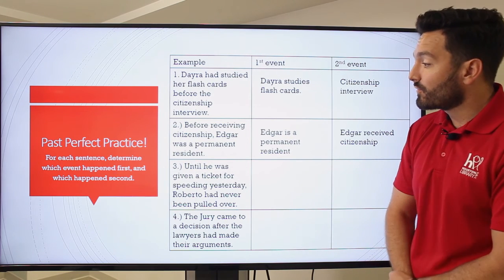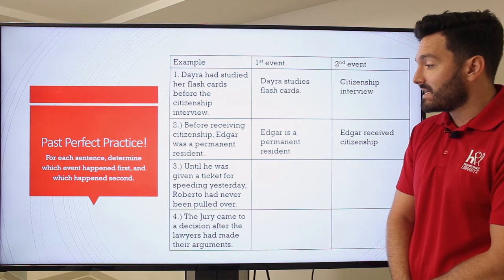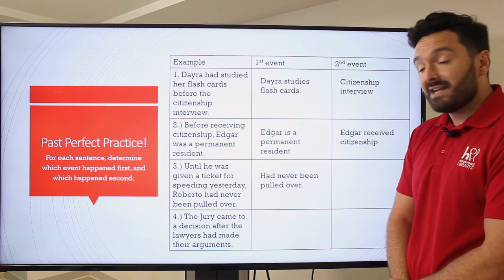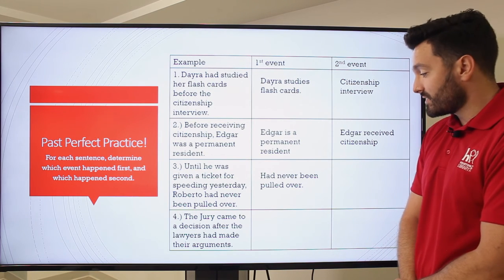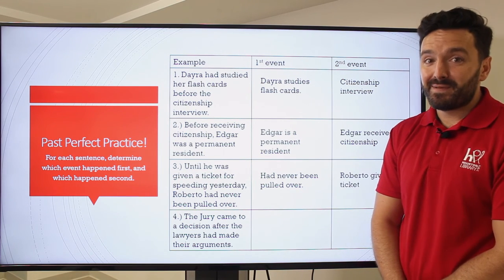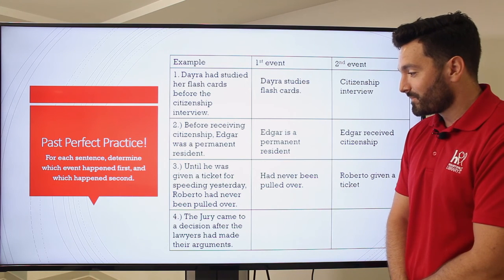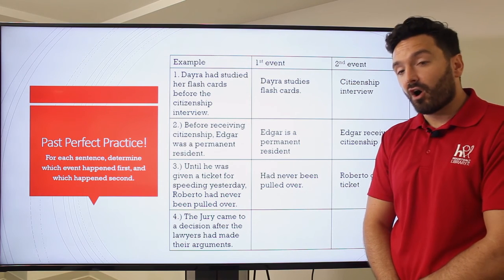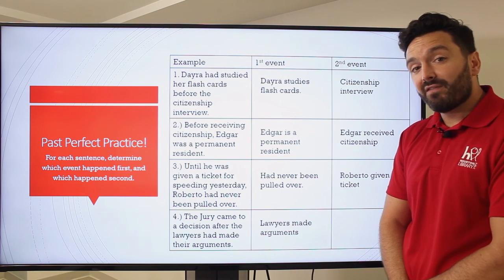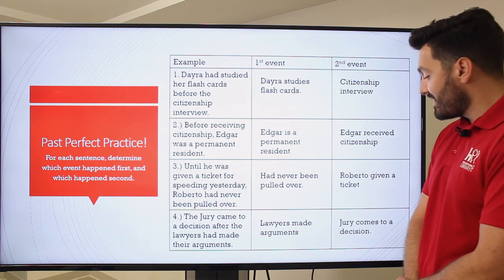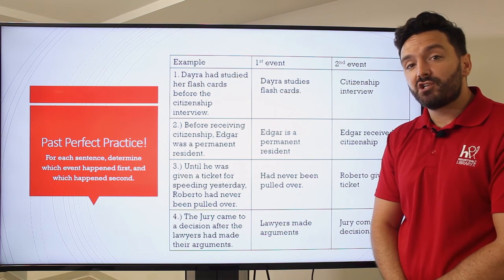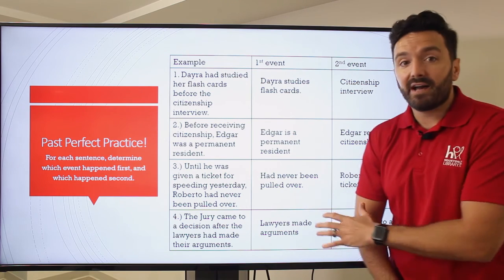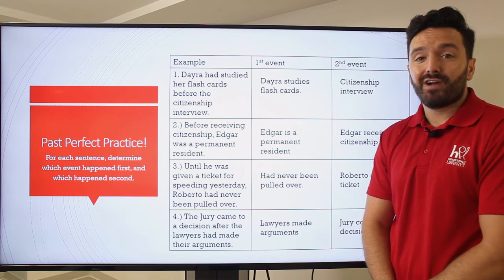Great. 3, until he was given a ticket for speeding yesterday, Roberto had never been pulled over. He had never been pulled over, that's first, but then he got a speeding ticket. Poor Roberto. And then finally, the jury came to a decision after the lawyers had made their arguments. The lawyers made their arguments first, and then the jury comes to a decision after they listened to those arguments. Okay, well, I hope you got all of those right. Go back and try again if you didn't.